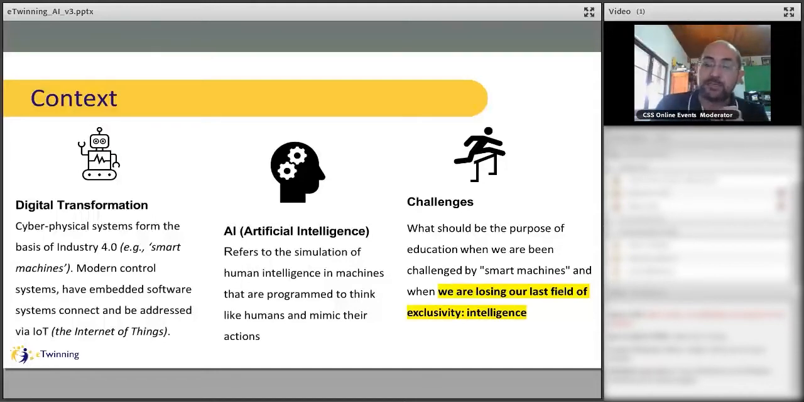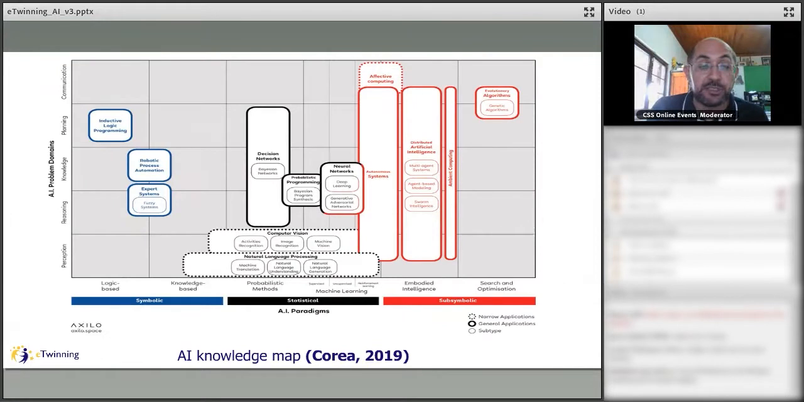And that is our intelligence, because we are starting to have machines that have the capability to do things that some years ago we were expecting only humans with human intelligence would be able to do. Okay, so just to give you the context in terms of what we will hear talking about during this next 40 minutes.